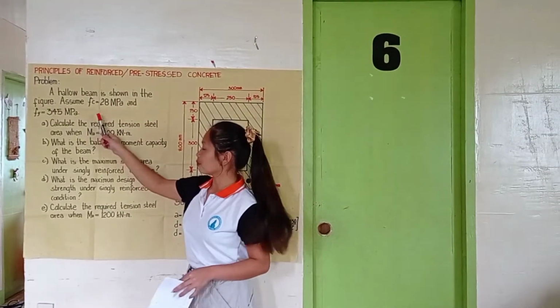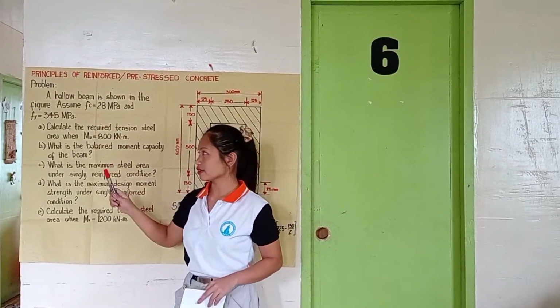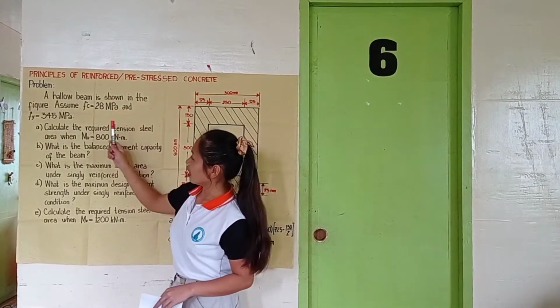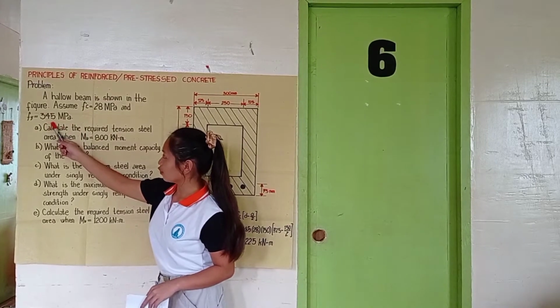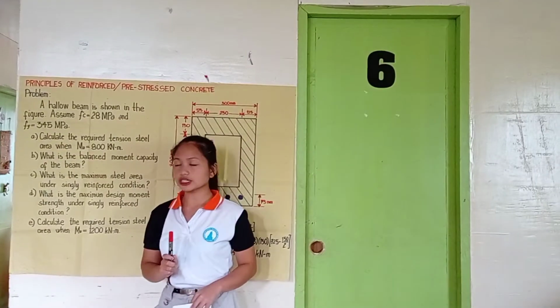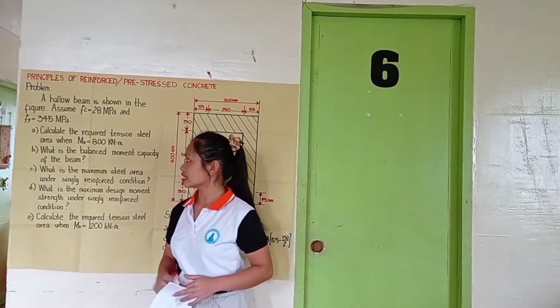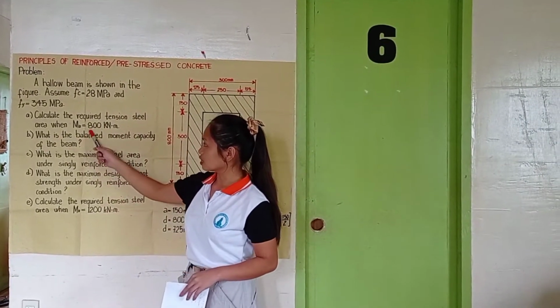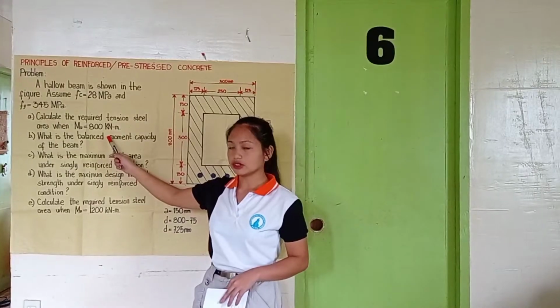Assume F prime of C, which is a compressive force, is 28 MPa or megapascal, and Fy is equal to 345 MPa. So the first question is calculate the required tension steel area when Mu is equal to 800 kilonewton meters.